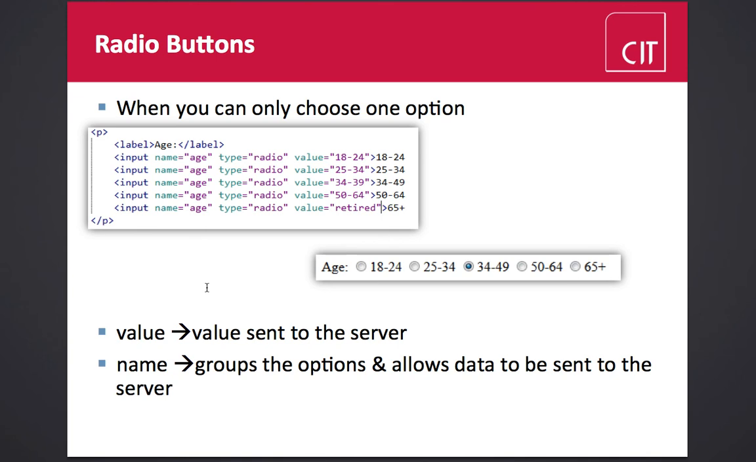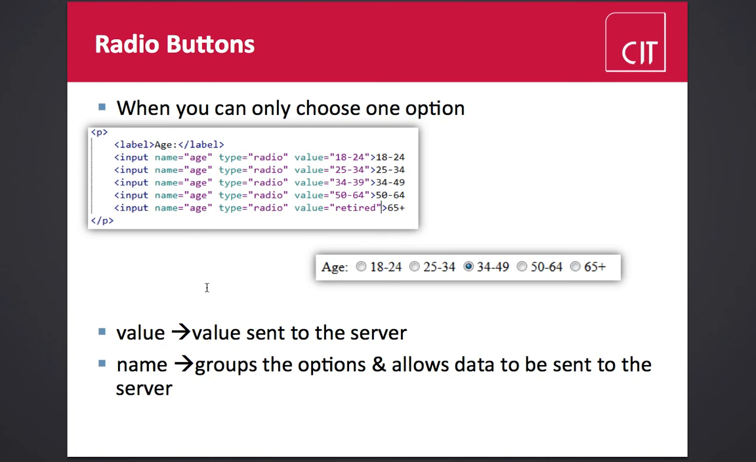But radio buttons are a bunch of options, and you can only select one of them. It comes from old radios where to select a station you'd push down the button, and then to select a different station, you'd push down another button, and the button you pushed down would pop up. So pushing down one pops up the other. Okay? So at the moment, 34 to 49 is selected, but if I select 25 to 34, then 34 to 49 becomes unselected automatically.